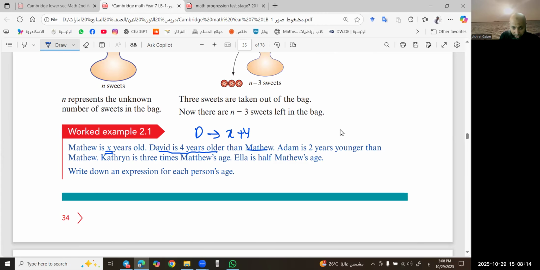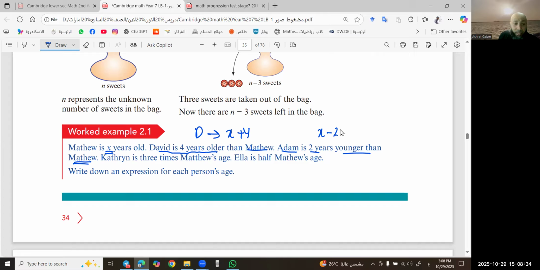Then the age of David is what? Is X plus 4. And Adam is 2 years younger than Matthew. Adam 2 years younger than what? Younger than Matthew. Younger than means less than. So what we say? X minus 2.